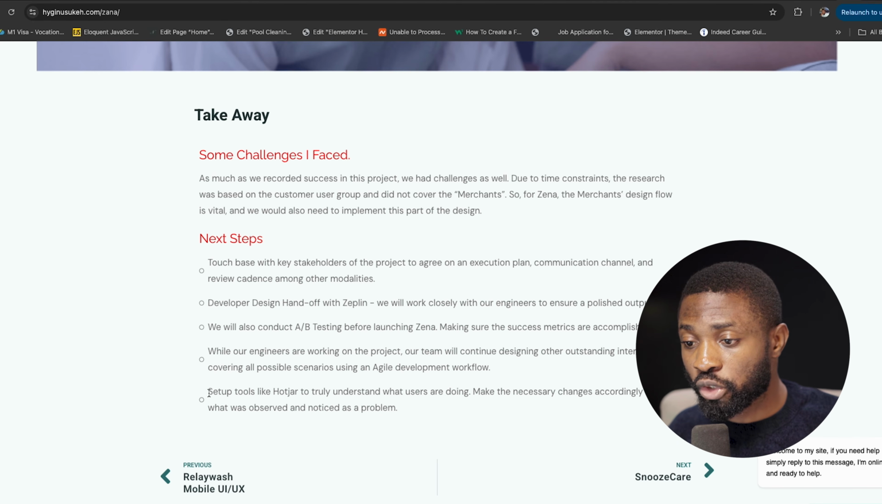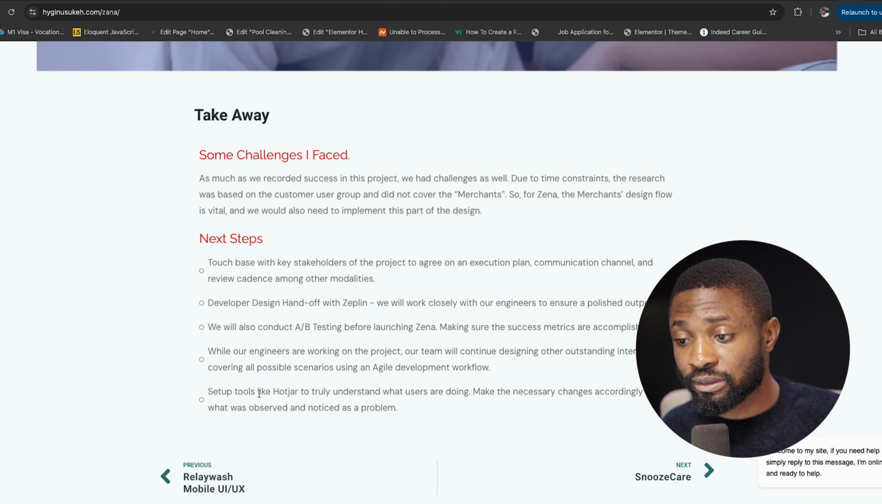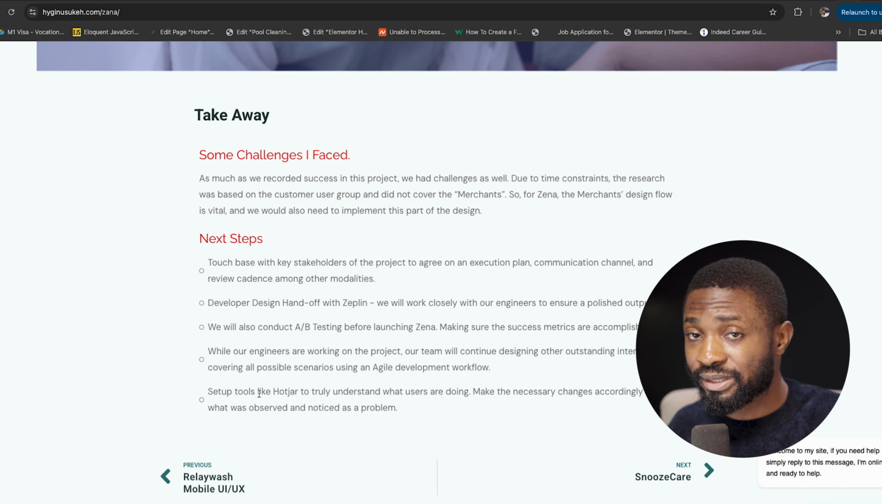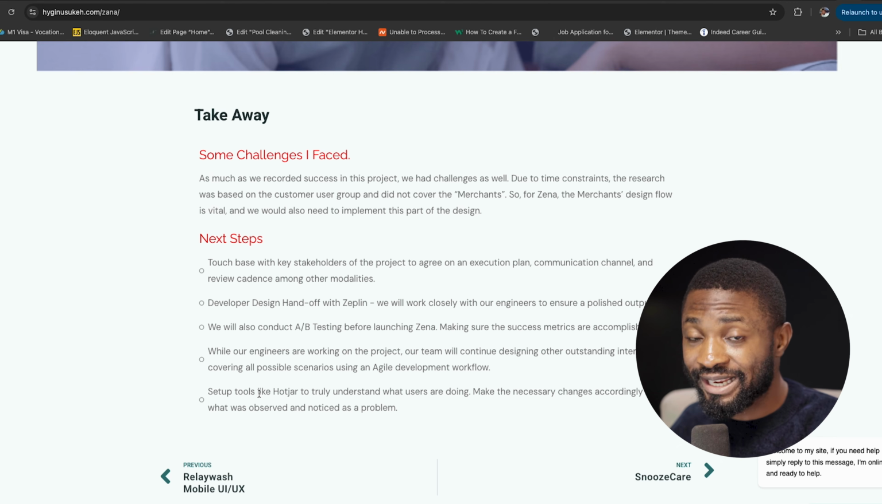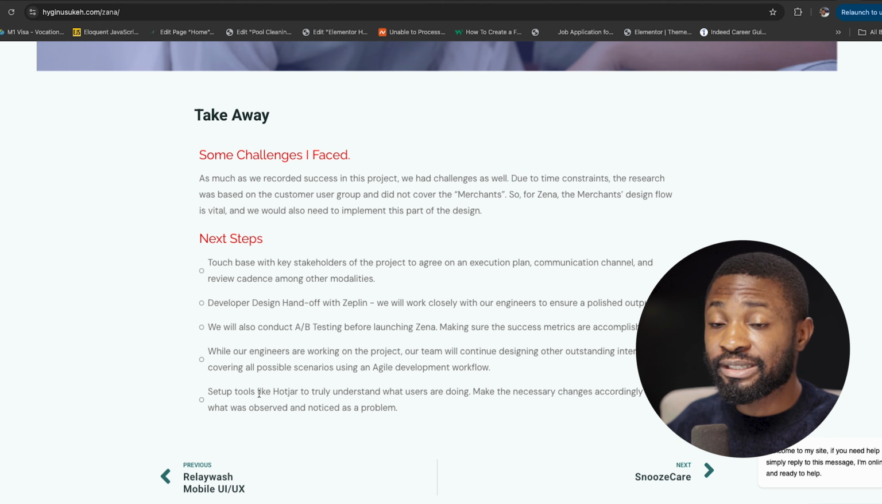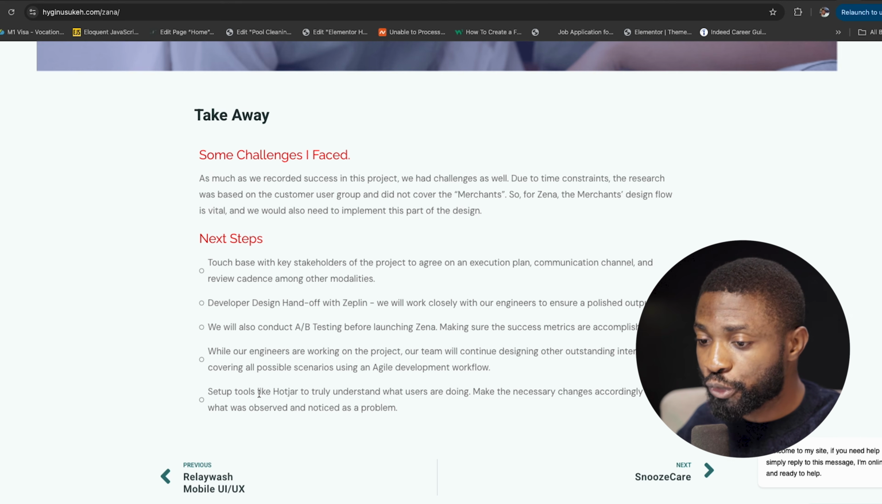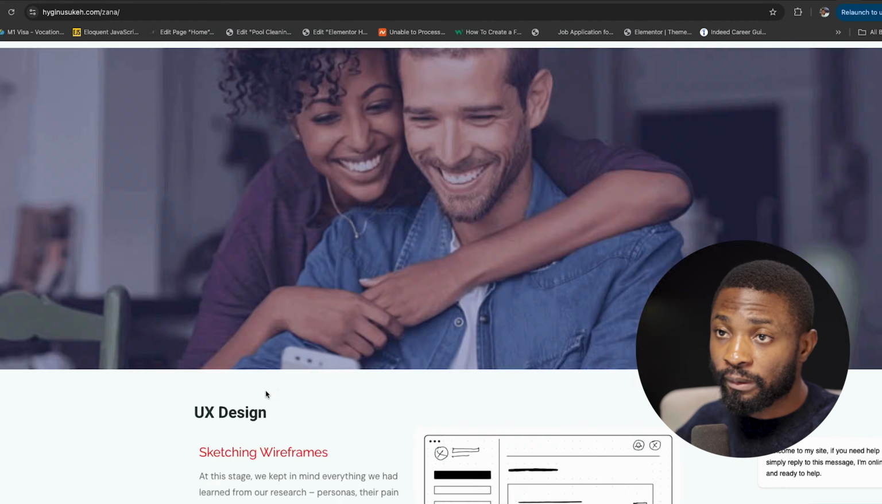One of the things I mentioned is to set up tools like Hotjar to truly understand what the users are doing. That way I get to understand their usability experience while they're using the product, and if there's any usability pain point, I can easily just look at it and then provide a solution for it. So that is it about the case study.